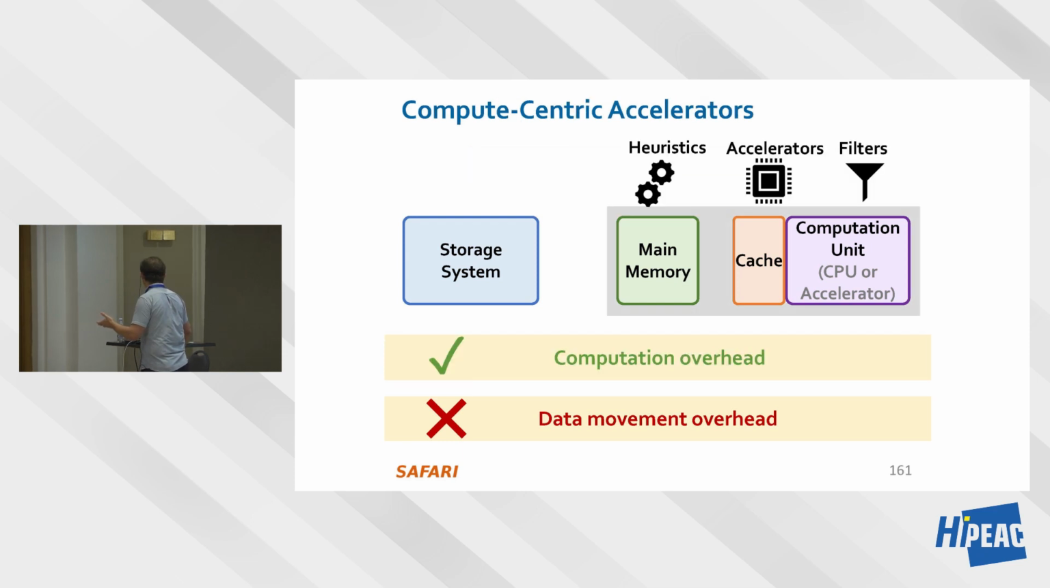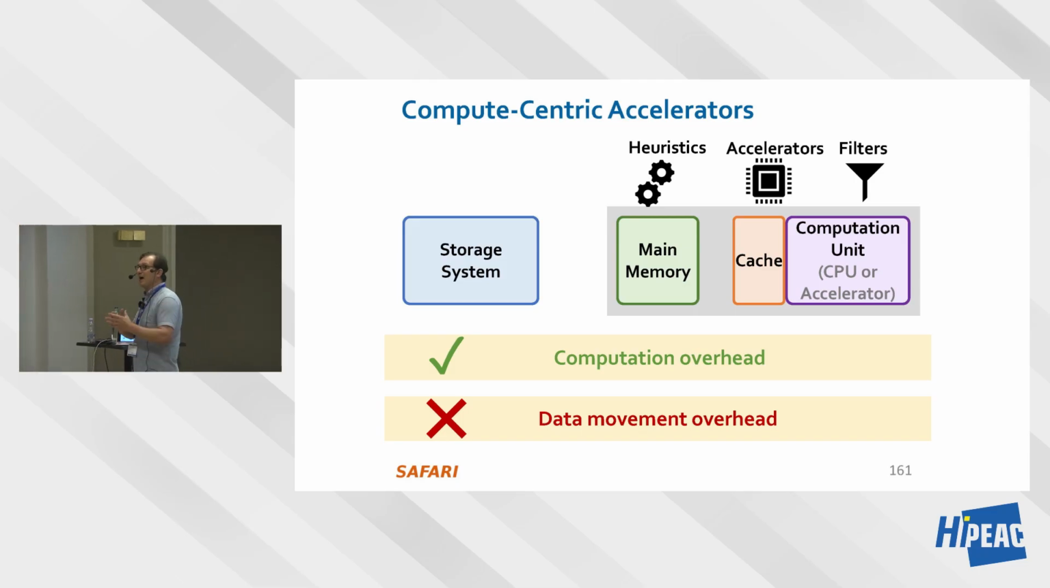Now, people have optimized the computation overhead a lot. In this case, I'm treating main memory also as part of the computation unit, as you can see. People have had a lot of heuristics, accelerators, filters, both at the software and hardware levels. These are all targeted toward computation overhead. They reduce the computation overhead. Once you reduce the computation overhead, data movement overhead becomes an even bigger bottleneck.